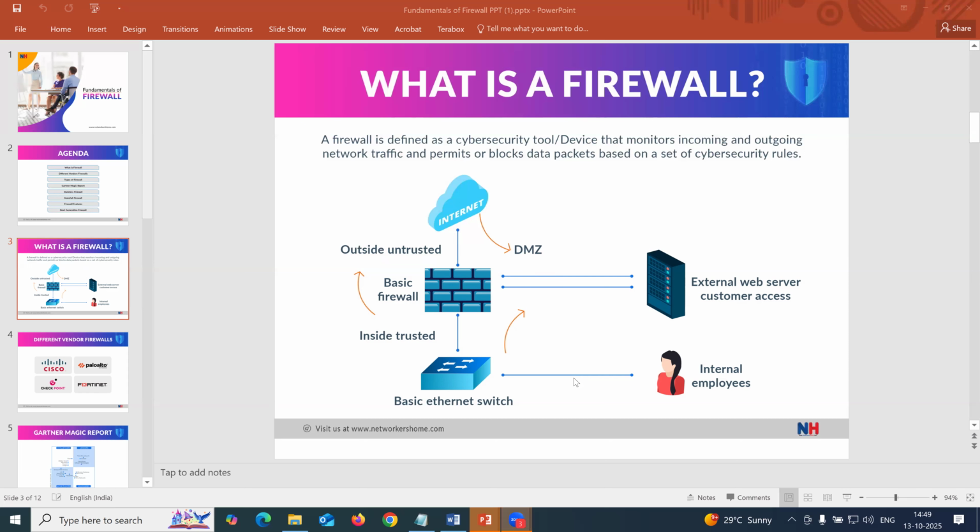LAN is your local area network, private IP. WAN is your internet, public IP. What is DMZ? Its full form is demilitarized zone. DMZ, demilitarized zone. You know this word, demilitarized zone? Demilitarized. I mean, military is not there. This word has come from military.